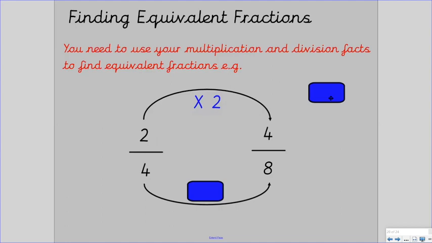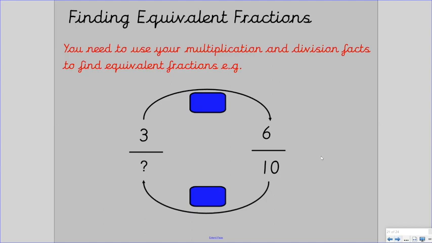Now, if I can do the same thing to the bottom numbers, the denominators, then they are equivalent. Now, 4 times 2 is also 8. So they are equivalent. 2 times 2 is 4. 4 times 2 is 8. Whatever I do to the top numbers, I must also do to the bottom numbers. Very, very important.